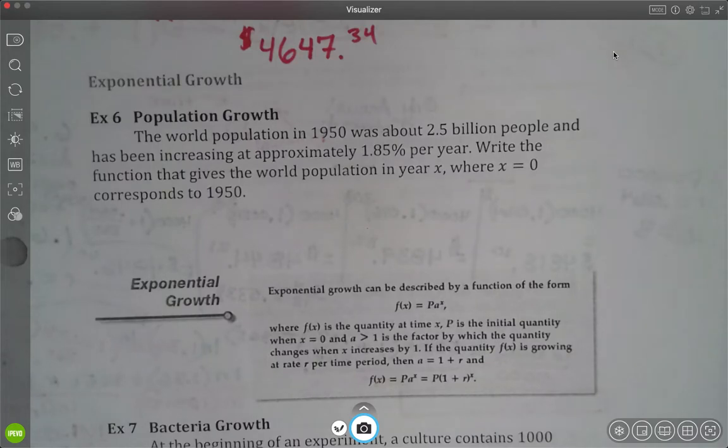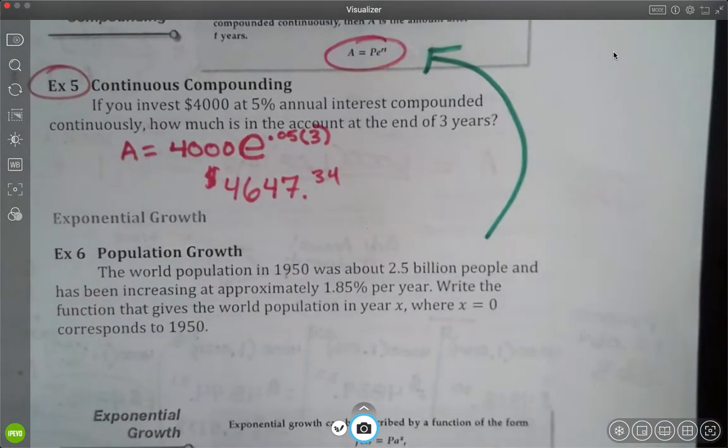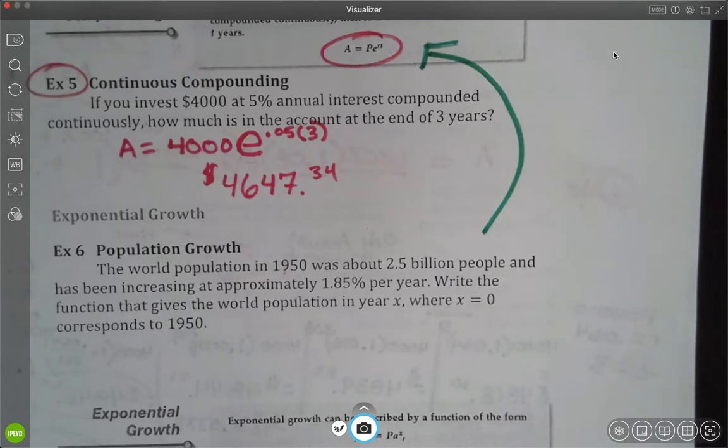So, population growth. They're going to have us use the continuous compounding for population growth. Okay? So now they do not give us the formula. We have to actually plug stuff in.